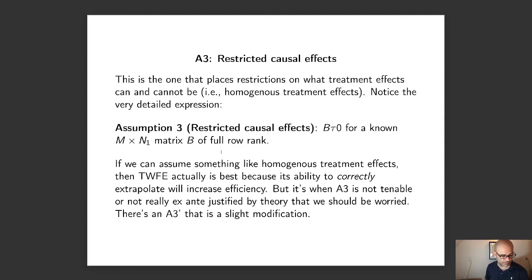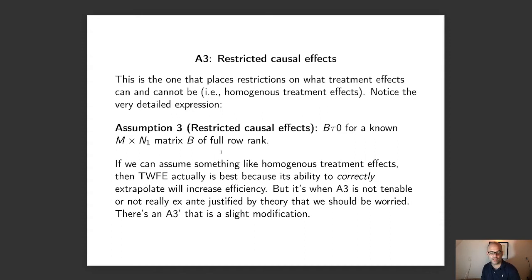This set of authors is so specific with how they express assumptions. Another econometrics team like that is de Chaisemartin and D'Haultfoeuille. They're very much like that. Pedro's like that. But here they don't even say treatment effect homogeneity. They just say restricted causal effects. You're only going to allow the causal effects to be certain things.